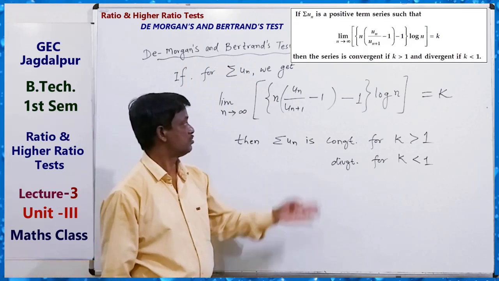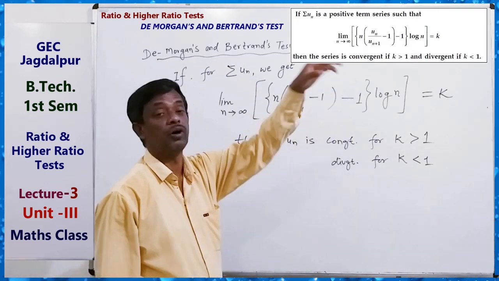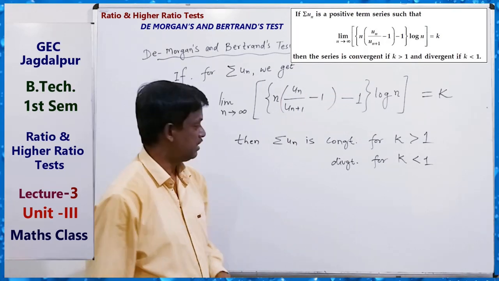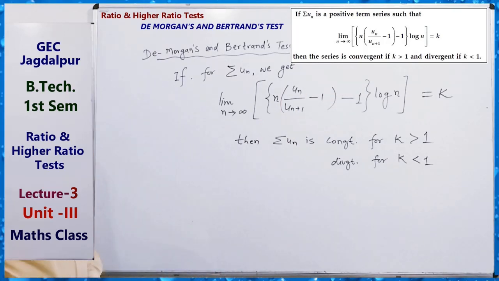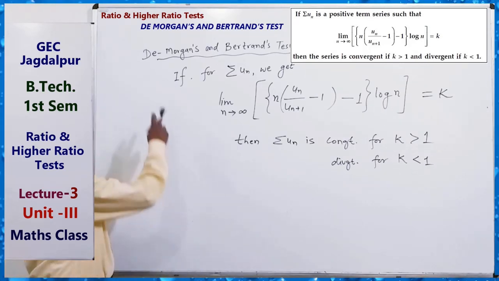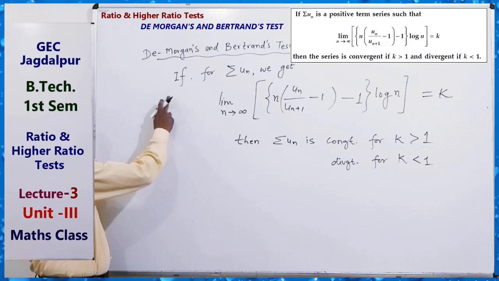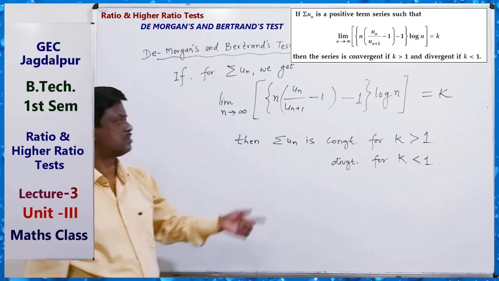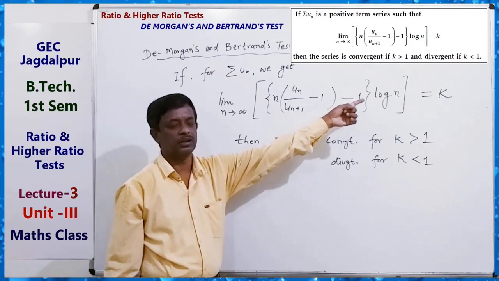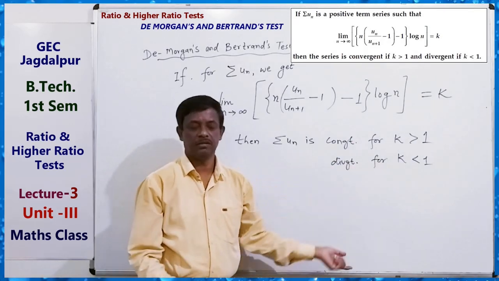After Raabe's test, you can use also this: just this minus 1 into log n. Clear? This is De Morgan's and Bertrand test. Okay. So remember this statement. After Raabe's test, just minus 1 and into log n. Then find the limit. If limit greater than 1, convergent, less than 1, divergent.